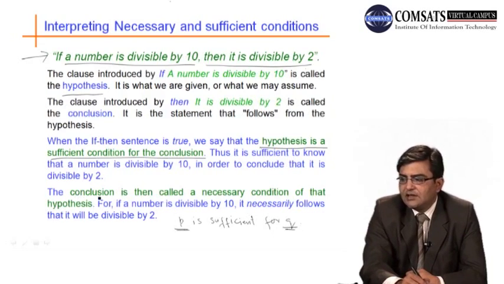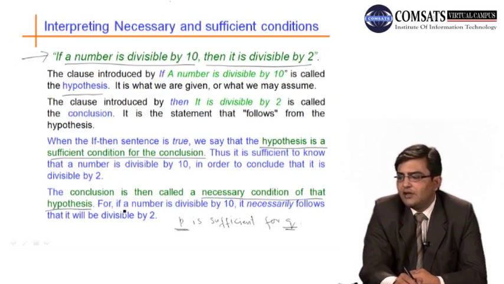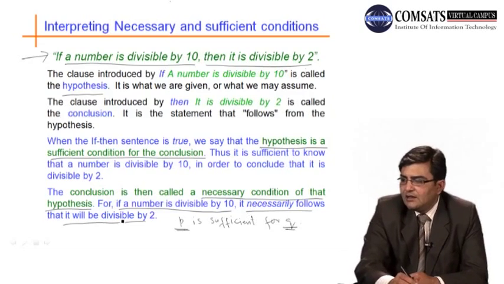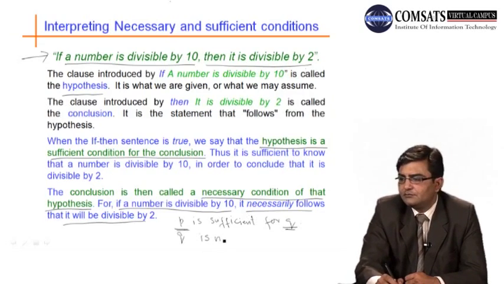And the conclusion is then called a necessary condition of that hypothesis. For if a number is divisible by 10, it necessarily follows that it is divisible by 2. So in this case, the conclusion, meaning Q, is necessary for P.